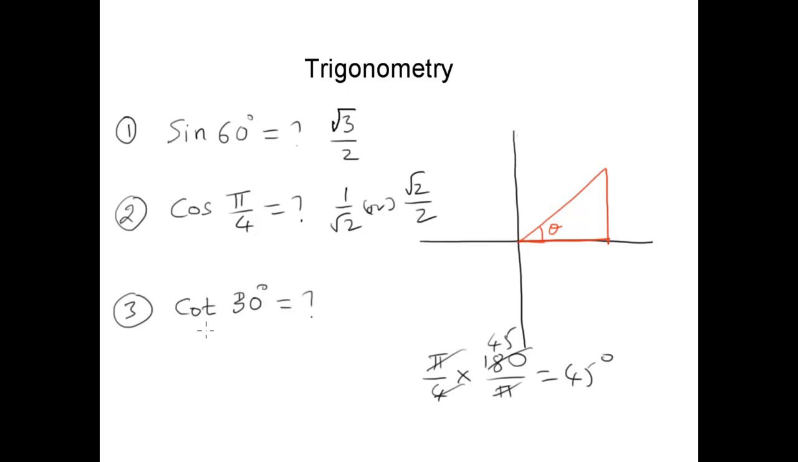Number 3, cot 30. Okay, cot 30 can be written as 1 over tan 30. What is tan 30? Tan 30 is 1 over root 3. So this can be written as 1 over 1 over root 3. And when you reciprocal it, this will be root 3. So this is square root of 3.